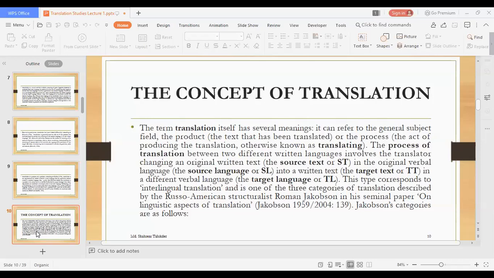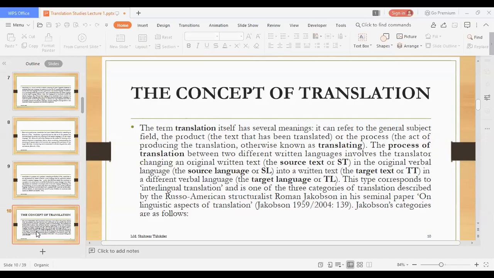Now, in this slide number 10, I will try to explain the concept of translation, because so far we have already discussed some of the concepts. Now, we'll discuss these concepts more categorically and more explicitly. Here you see, we have already mentioned ST means source text, SL means source language, TT means target text, and TL means target language. So for example, if I translate from Bengali to English, Bangla will be the ST, the text itself, for example, the novel by any famous writer. The text will be the source text and the language of the text will be the source language, okay?